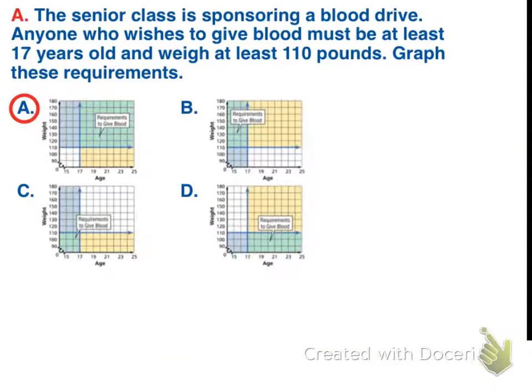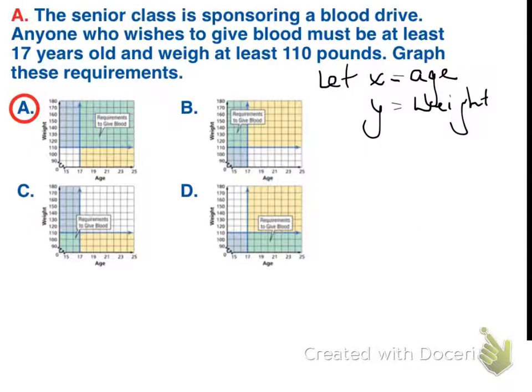All right, so now let's look at a word problem. The senior class is sponsoring a blood drive. Anyone who wishes to give blood must be 17 years old and weigh at least 110 pounds. Graph these requirements. So our two variables here, we're going to let x equal their age, and we're going to let y equal their weight. And I know the answers are already here, but it's more important how we get to that answer, okay?